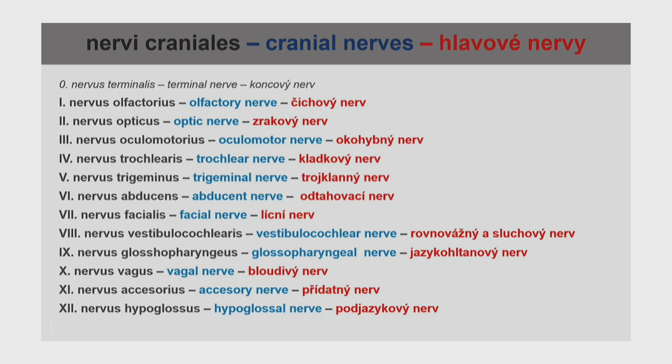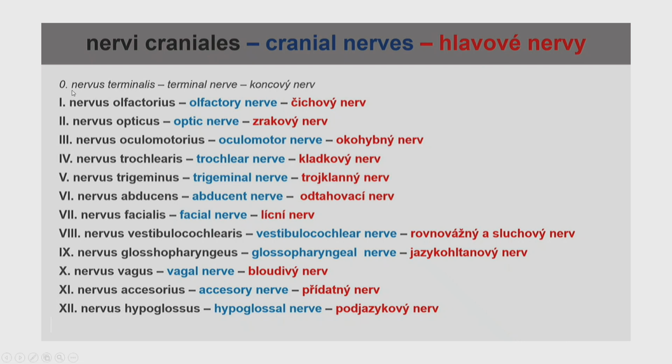This is the number and the name of the cranial nerves that you definitely have to know without any hesitation to think about. You have to know automatically the name and the number of the cranial nerves. And as you know, we have 12 paired cranial nerves.